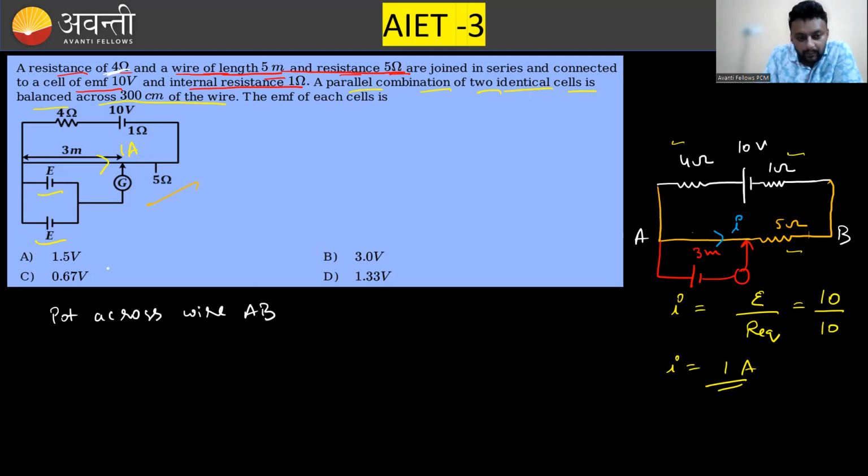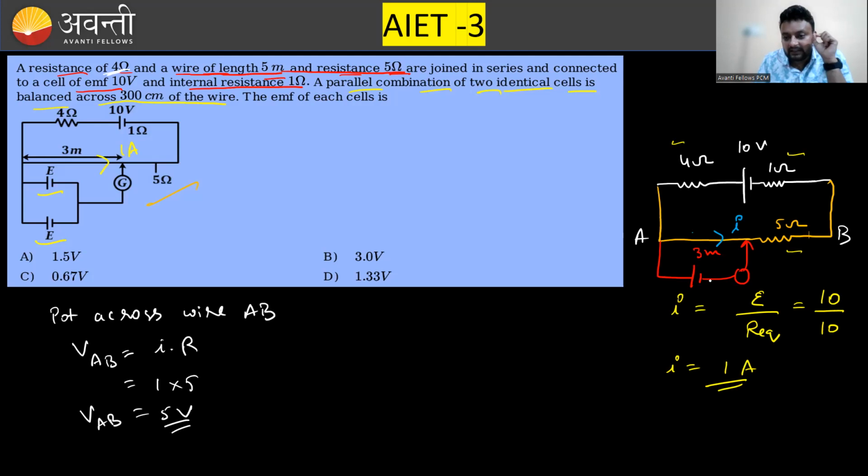Clear. Now, potential across AB is I into R. Current is 1 ampere, resistance is 5 ohm, so that is 5 volt. Potential across AB is 5 volt. Now, this EMF E is balanced across 3 meter. 5 meter length has a potential of 5 volt, then this 3 meter length will have a potential of 3 volt. Very simple calculation. So let this point be C.